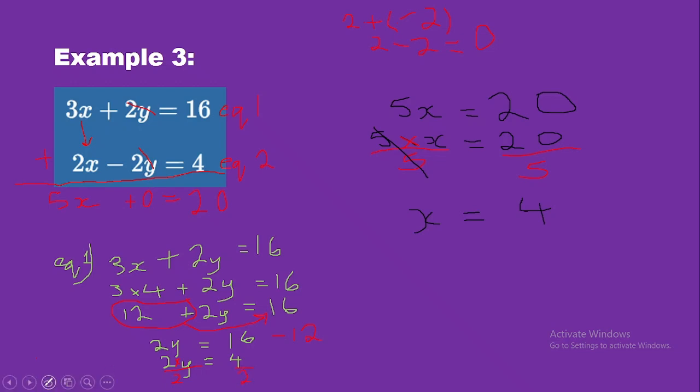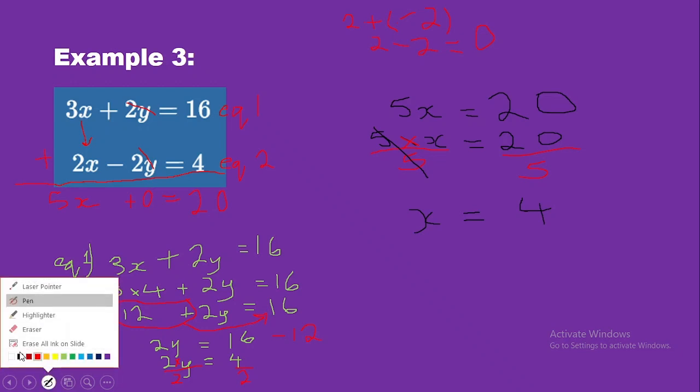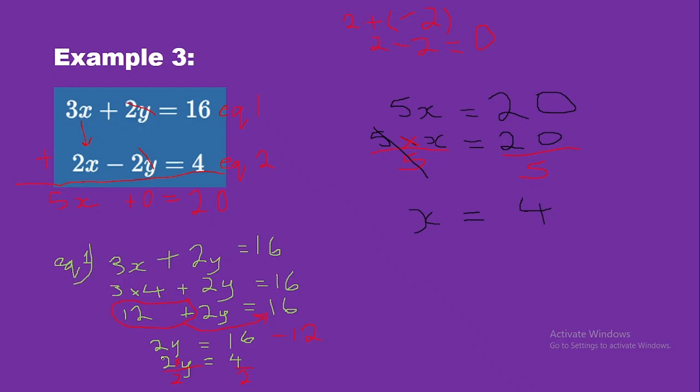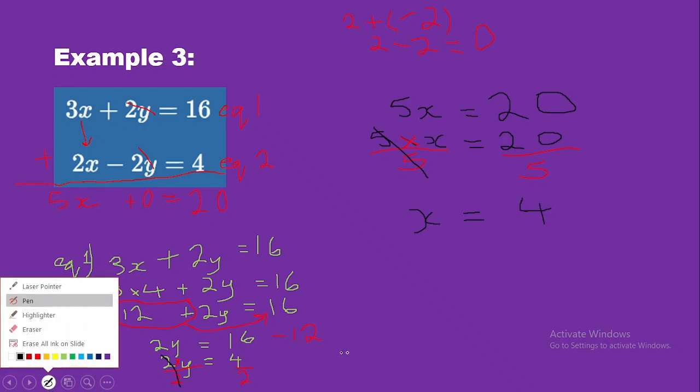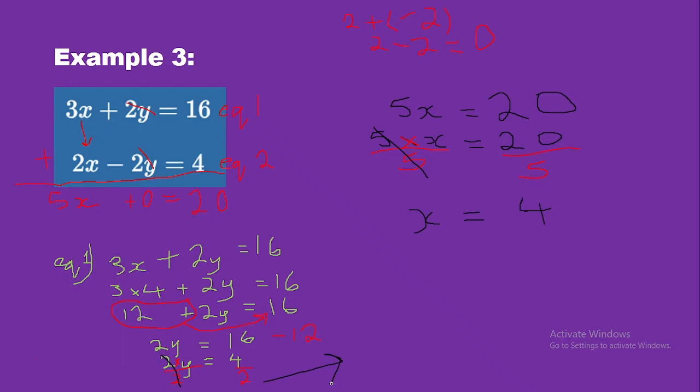And when we divide by 2, the 2's on the left hand side are going to cancel each other out. So in the end, we're left with y is equal to 4 divided by 2. So 4 divided by 2 is equal to 2. So in the end, I got x is equal to 4 and y is equal to 2.